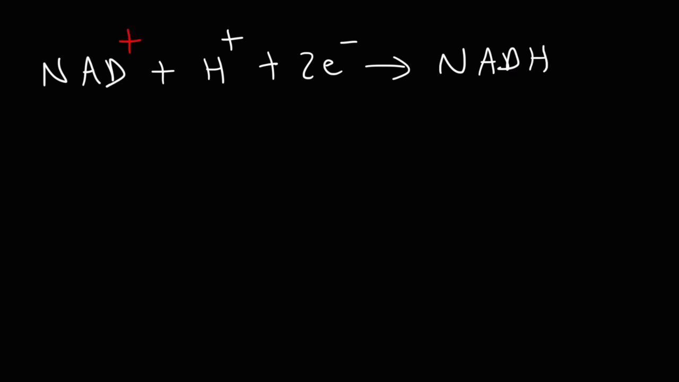Well, let's begin with the net reaction of cellular respiration. So we have glucose, C6H12O6. It reacts with 6 oxygen molecules to produce 6 carbon dioxide molecules, 6 water molecules, and energy.